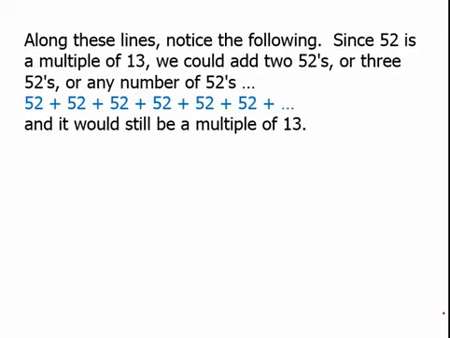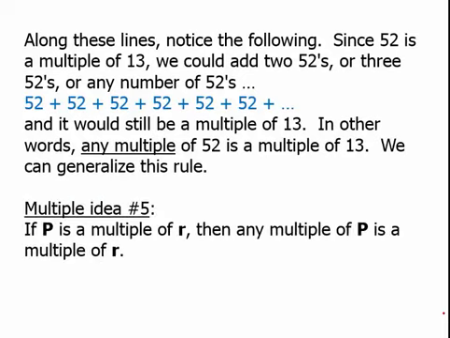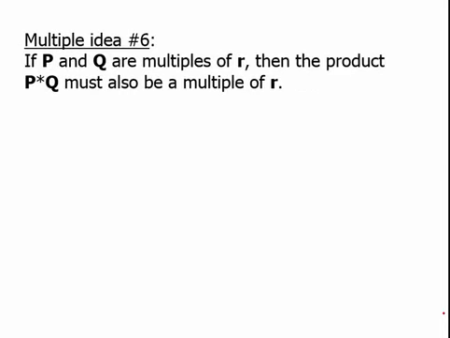Along these lines, notice the following. Since 52 is a multiple of 13, we could add two 52s or three 52s or any number of 52s, and it would still be a multiple of 13. We could add 150 52s, and it would still be a multiple of 13. In other words, any multiple of 52 is a multiple of 13. We can generalize this rule. If P is a multiple of R, then any multiple of P is also a multiple of R. That's a big idea.